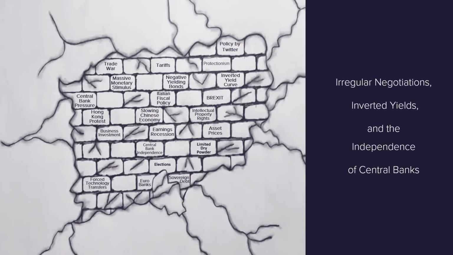While there are many loose bricks in this wall of worry, today we're going to focus on a few main themes: economic interactions between countries and how they choose to resolve them, the current state of interest rates and what an inverted yield curve means, as well as the role central banks have played in the current expansion and some risks to their independence and effectiveness.